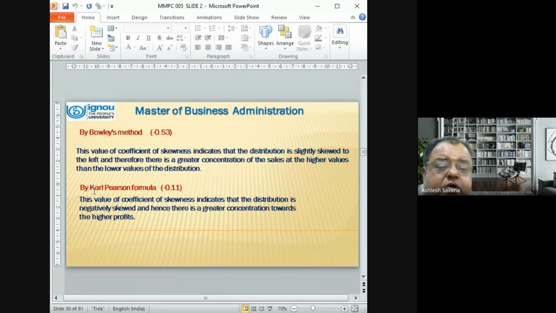The value of coefficient of skewness indicates that the distribution is slightly skewed to the left, and therefore there is a greater concentration of the sales at the higher values than at the lower values of the distribution. And by Karl Pearson, we got negative 0.11. Here, the value of coefficient of skewness indicates that the distribution is negatively skewed, and hence there is greater concentration towards the higher profits. This is the conclusion we can draw from these numerical numbers.